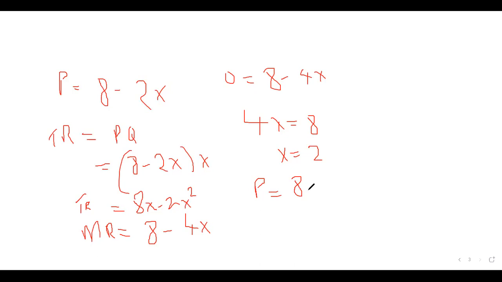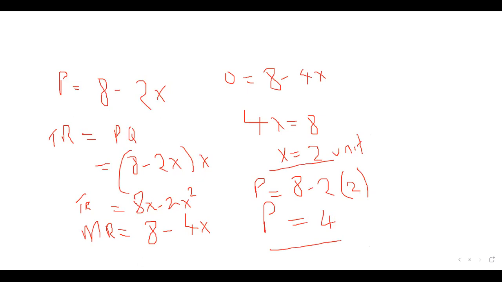Then how do we find the price? We slot it in. For x, what do we put? You put 2. All right. So what becomes our price? 4. Okay, so this is for good x. We're doing revenue analysis. How many units to maximize good x? 2. At what price? 4.